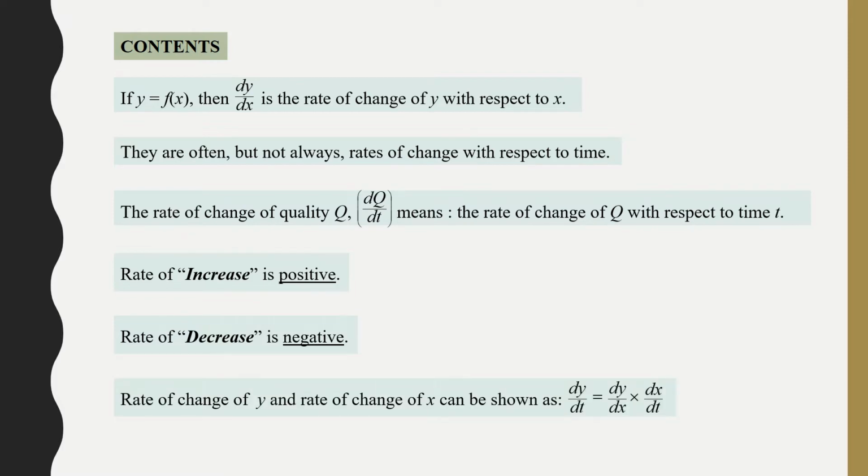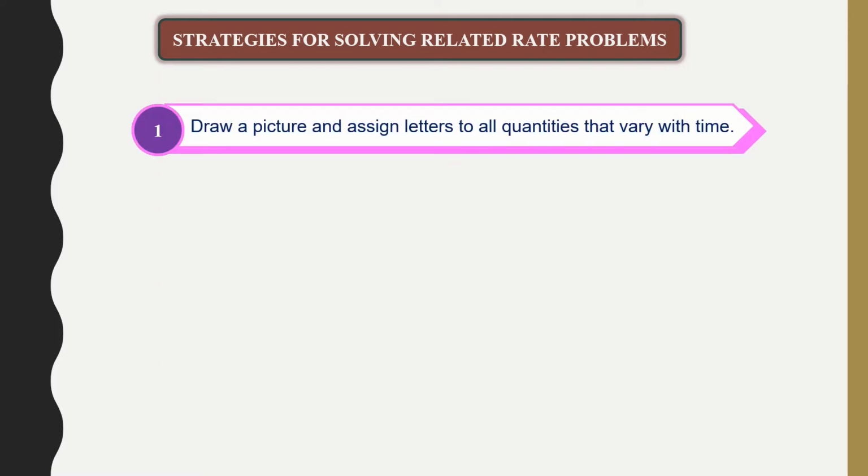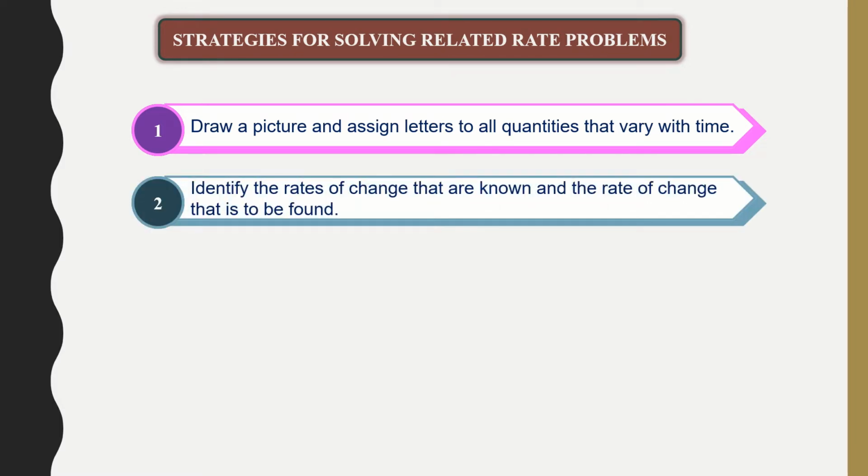The rate of change of y and the rate of change of x can be shown as dy/dt = dy/dx multiplied by dx/dt, where we apply the chain rule. We have 5 steps of strategies for solving related rate problems. The first one: draw a picture and assign letters to all quantities that vary with time. The second: identify the rates of change that are known and the rate of change that is to be found.